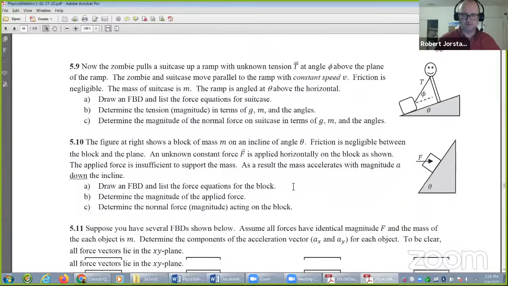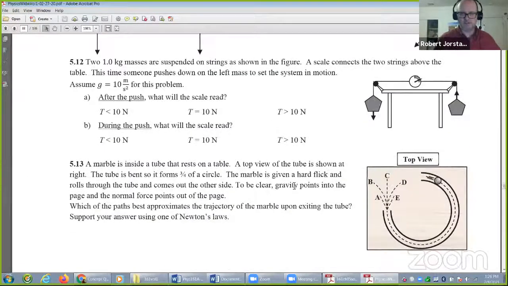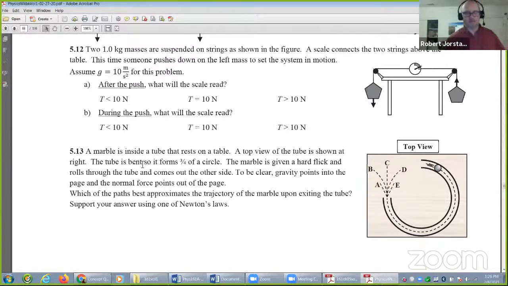Let's look at this one. On the bottom of page 86, I'm looking at question 5.13. Notice that we're looking at a top view of a tube. You're going to take this marble, flick it in there, and it's going to go through this circular pipe. When it comes out the other side, which path best approximates the trajectory of the marble as it leaves the tube? Is it going to be A, B, C, or D?